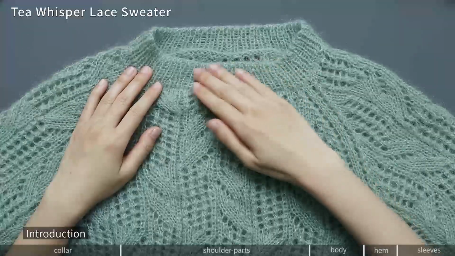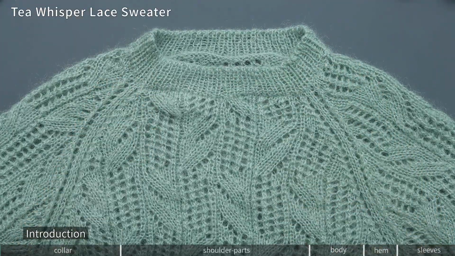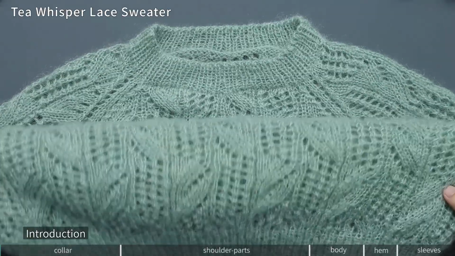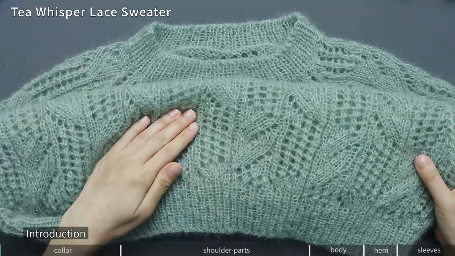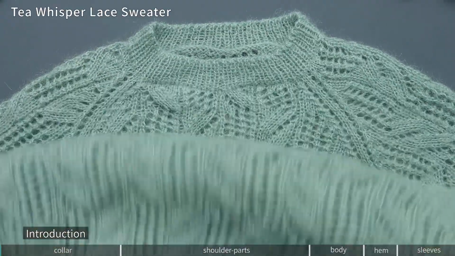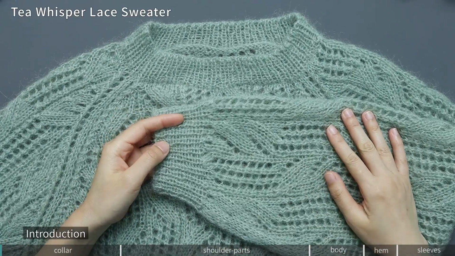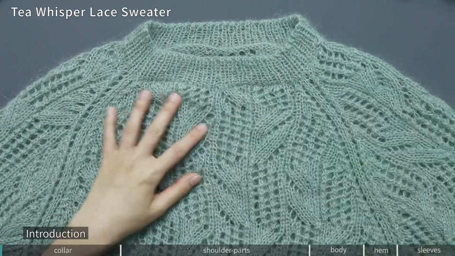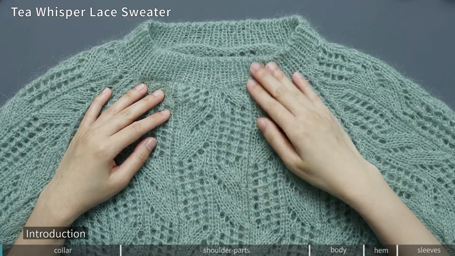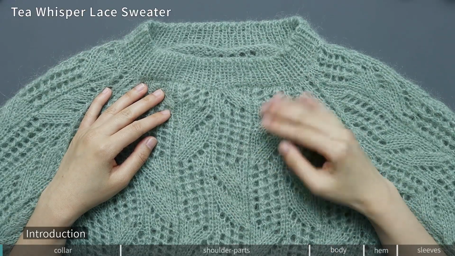The sweater is divided into several parts: the collar, the shoulder parts, the body, the hem, and the sleeves. We will knit each area in order, starting from the top and moving downwards.